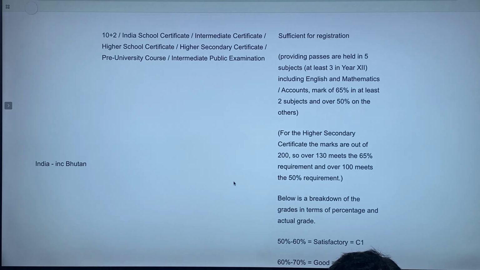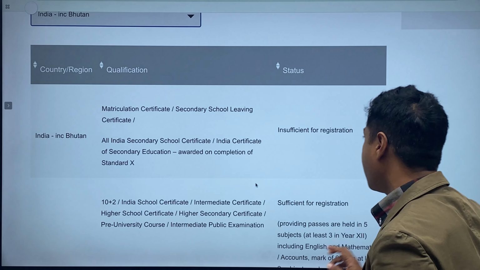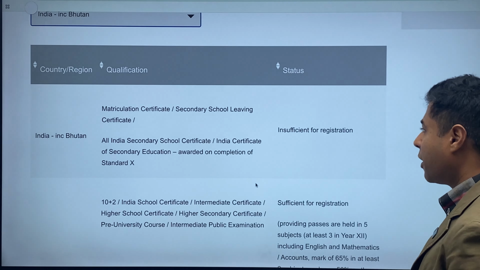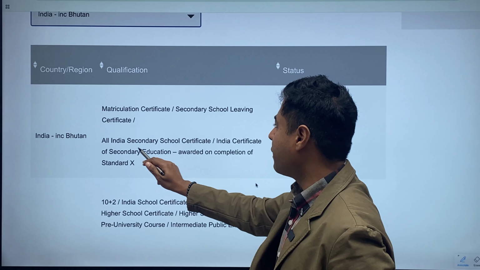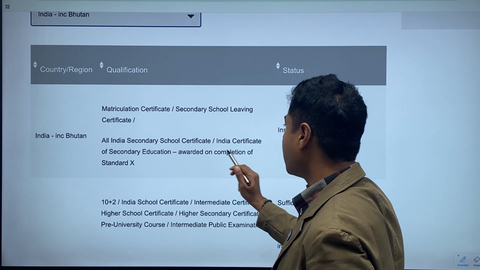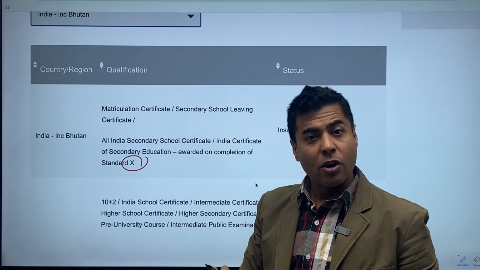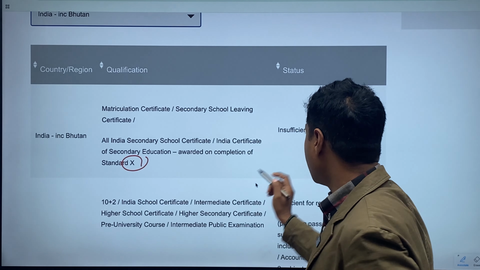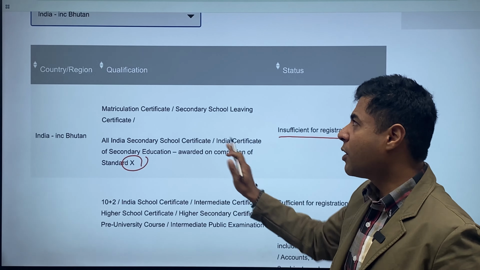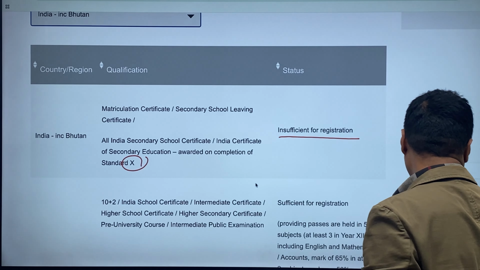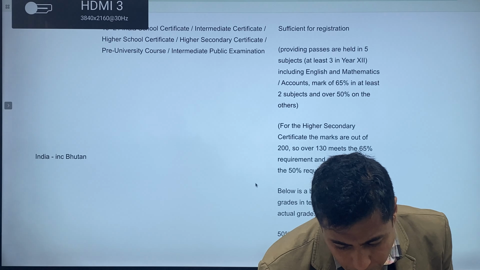I will zoom in a bit so you can understand what is going on and what the requirement is. So here we are. India, including Bhutan: matriculation, secondary school leaving certificate, All India Secondary School Certificate, or Indian School Certificate, which is awarded on completion of standard 10. So if you are a 10th pass student, you are not allowed to register for ACCA as per this qualification requirement.